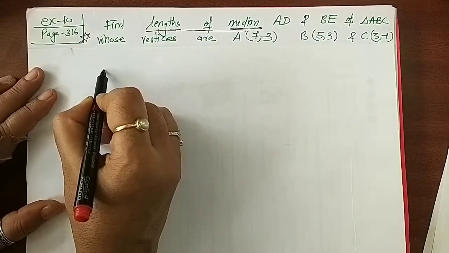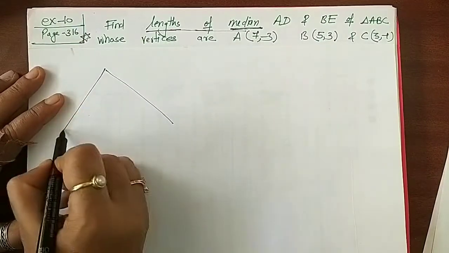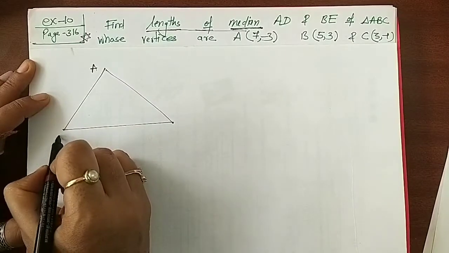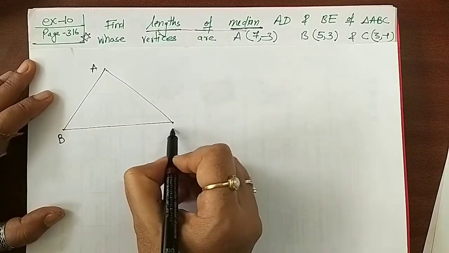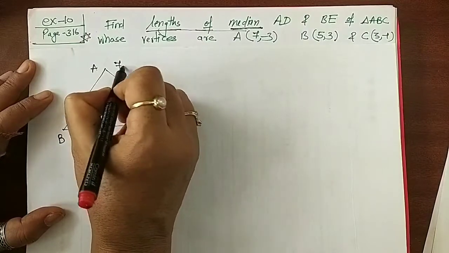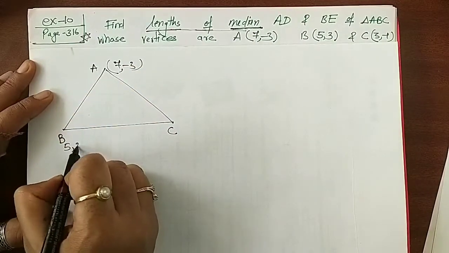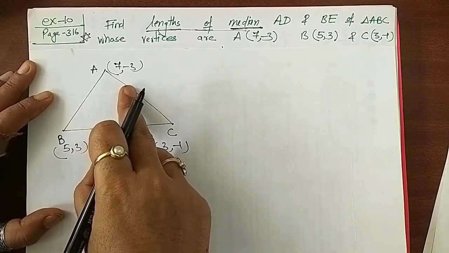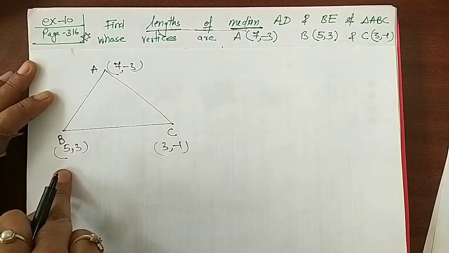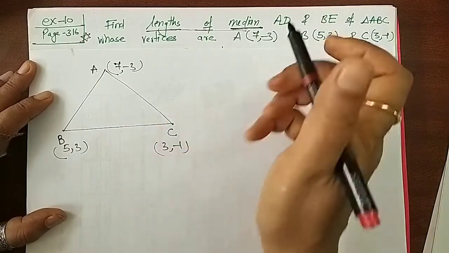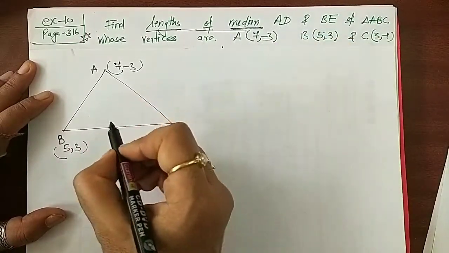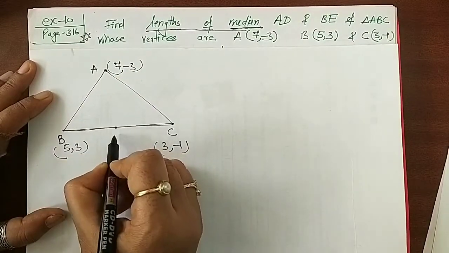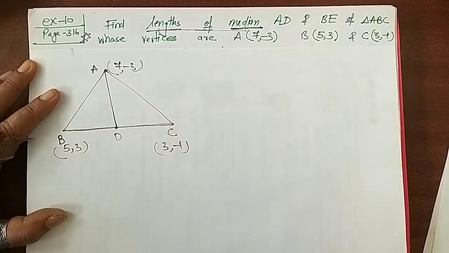So let me make a rough sketch. They have given A, B and C: 7 comma -3, 5 comma 3 and 3 comma -1. See carefully. Have I copied it correct? 5 comma 3, correct. This is correct. So they want median AD. AD means from A to D. D has to be the midpoint of BC. That is called a median. So let me join it.